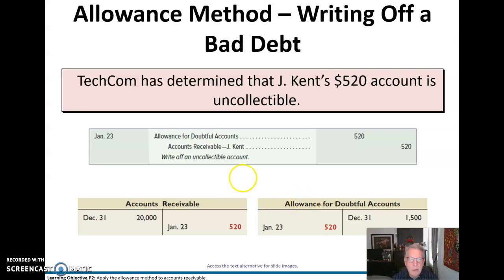Okay, so now let's determine, in this case, J. Kent's account is uncollectible. So if that's the case, we're going to write it off against the allowance. We don't debit a bad debt expense here. We've already recorded the bad debt expense when we estimated it. So here, we're going to reduce that allowance for doubtful accounts by $520, and we're going to reduce the accounts receivable subsidiary ledger for J. Kent by $520. And you see how this looks in T account format now.